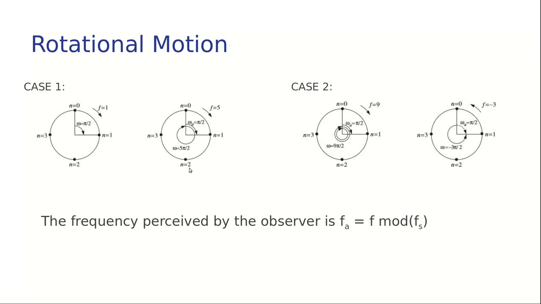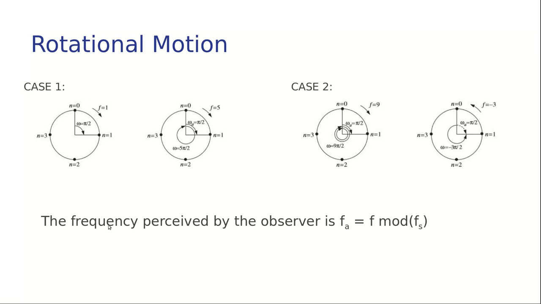But in case 2, this is the position in which we observe the wheel the first instant, and then it has moved 5 by 4 revolutions, which means it comes back here at the second instant, and then here at the third instant, and then here, and so on. We would perceive this to be moving at the same speed as that of wheel 1.